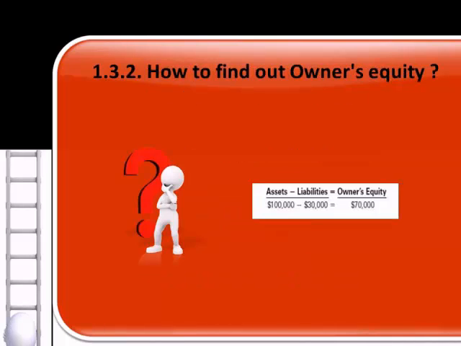Given any two amounts, the accounting equation may be solved for the third unknown amount. To illustrate, if the assets owned by a business amount to $100,000 and the liabilities amount to $30,000, the owner's equity is equal to $70,000, as you can see.